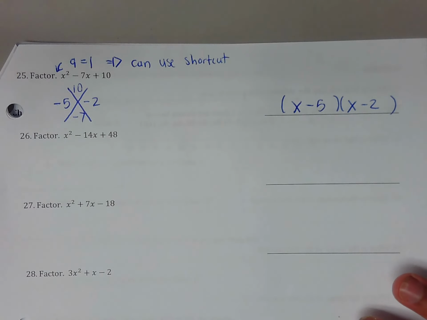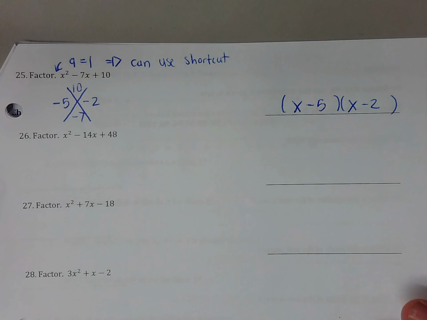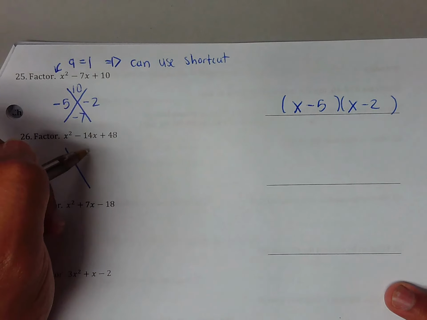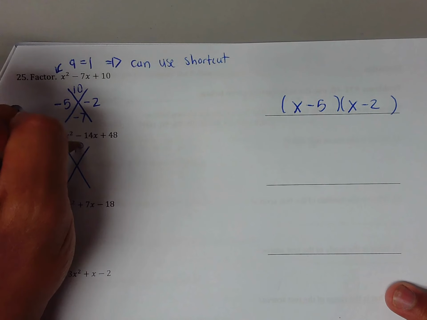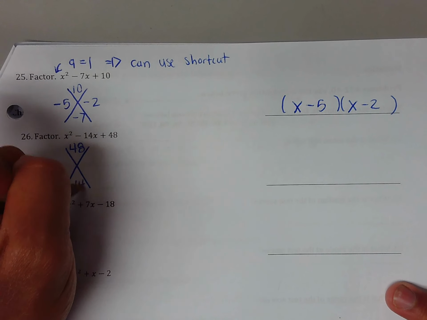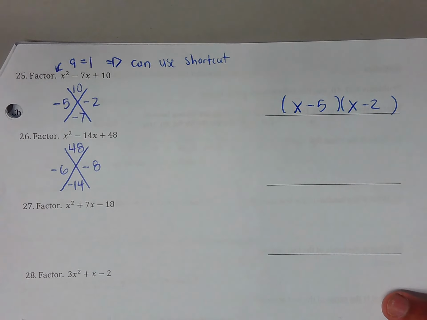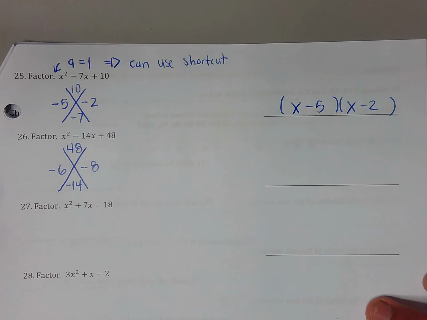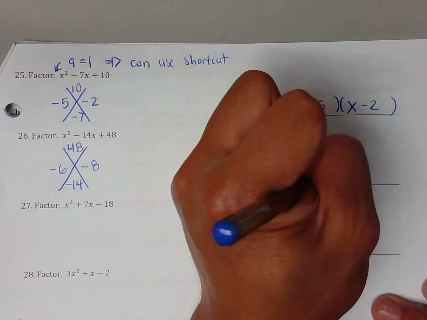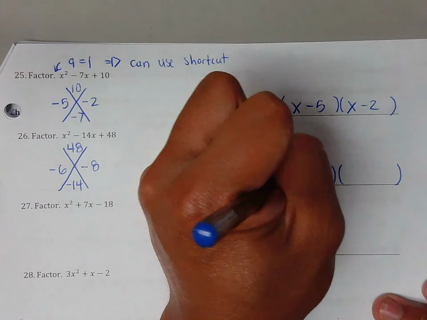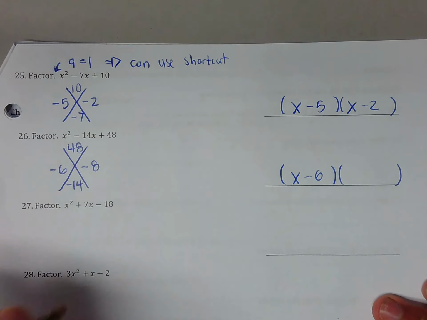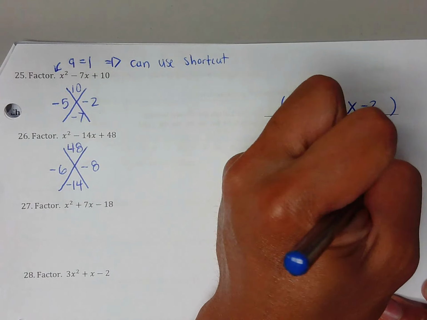Next, 48. So let's see, 48, negative 14, negative 6, and negative 8. Once again, just from doing a bunch of math, I know that those two numbers would definitely work out without using my factoring chart. But anyways, skipping to our final answer, that'll just be x minus 6 multiplied by x minus 8.